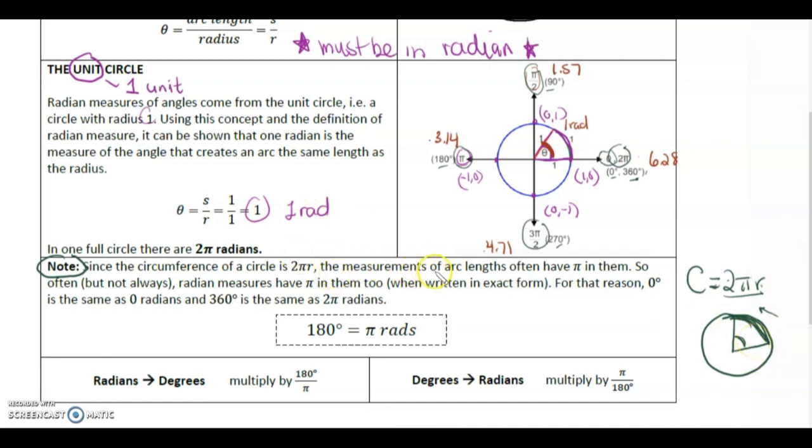Going back to this, the measurements of arc lengths often have pi in them. That's very normal. Leave them as pi; we're not going to convert those. Often, but not always, radian measures have a pi in them too, written in exact form. So for that reason, 0 degrees is the same as 0 radians, and 360 degrees is the same as 2 pi radians. We already saw that connection. In other words, 180 degrees is pi radians, which is right here.